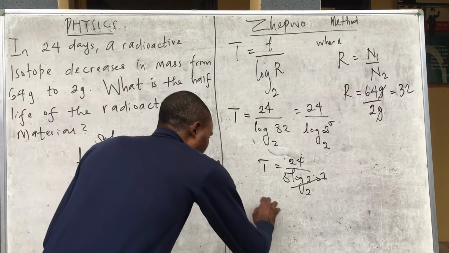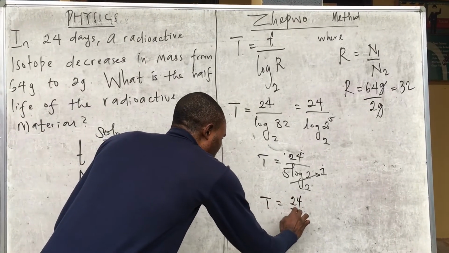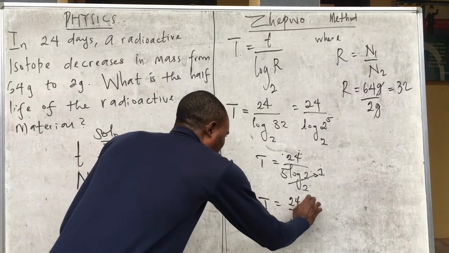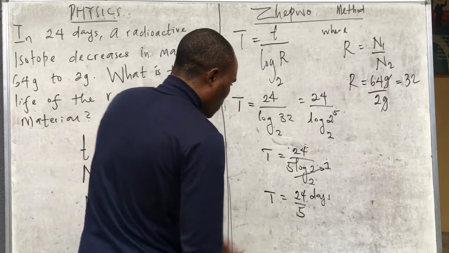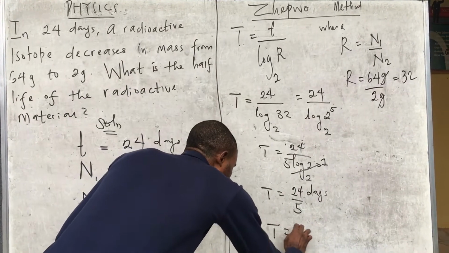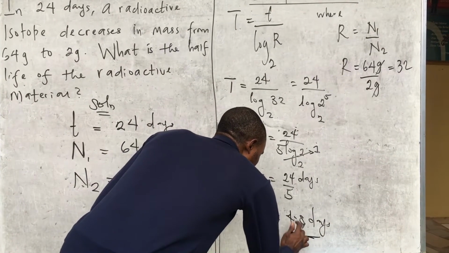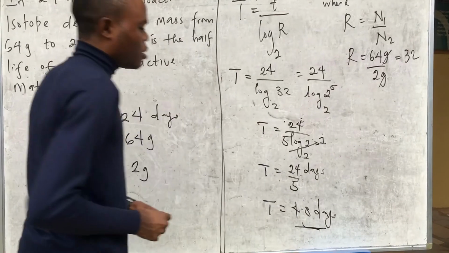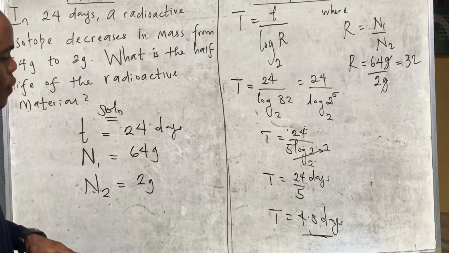So it means that this half-life is 24 divided by 5. That is 24 days divided by 5. And when you divide 24 by 5, we're going to have 4.8 days. So 4.8 days is the half-life of this radioactive isotope.